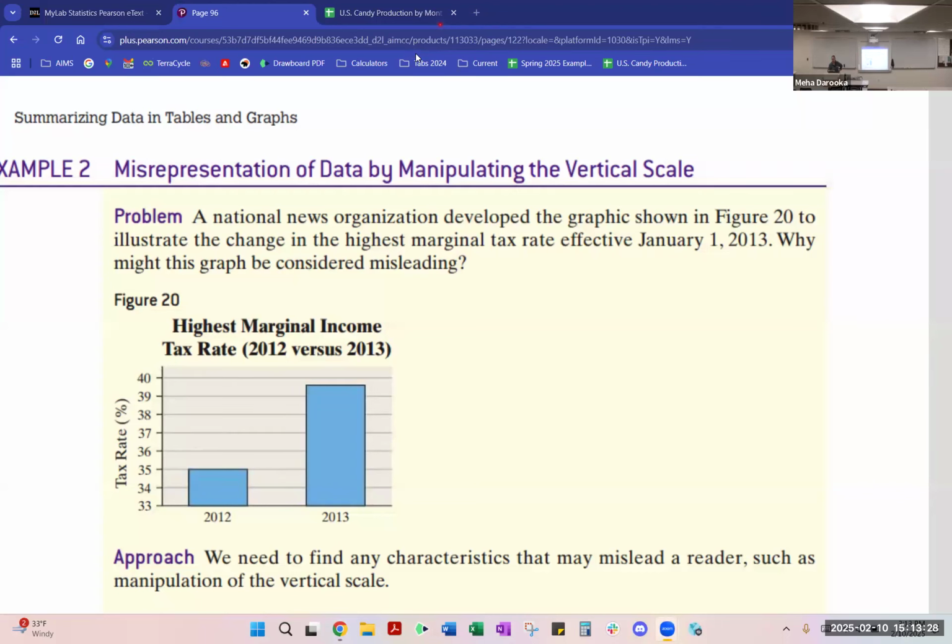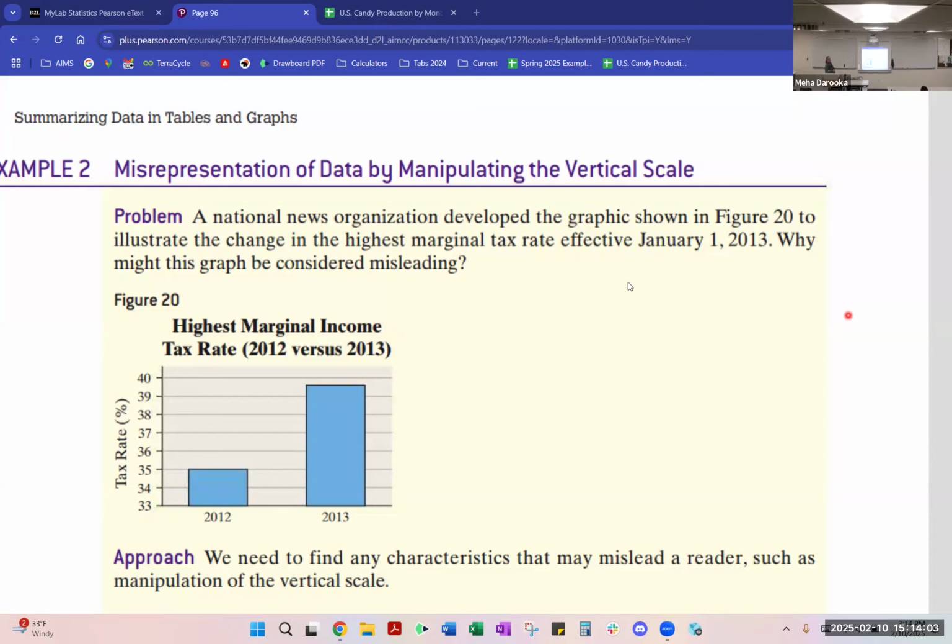So here you can see we're talking about the highest marginal tax rate, and it looks like they're doing a comparison of 2012 versus 2013. You have the tax rate on the vertical axis. What's a concern here? Look at where that vertical axis number is starting at, right? It's not starting at 0, it's starting at 33, and that's an issue.